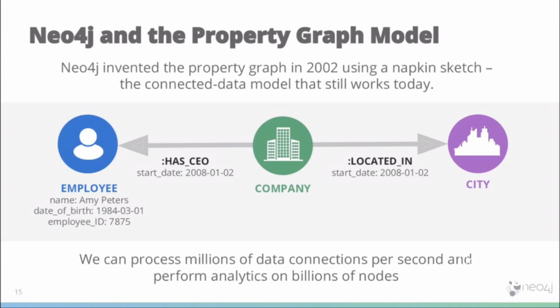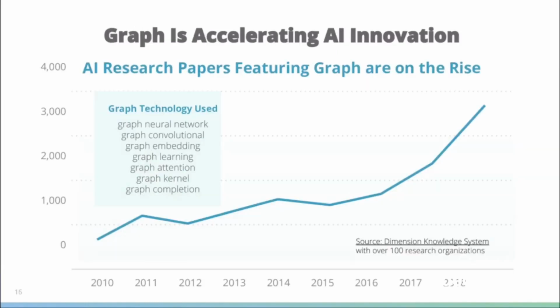And this really simple model is actually extremely flexible. It's what we use to add value, add that context so that we can then innovate on it. And we can do this with millions of data connections per second or billions of nodes if we're talking about analytics, tens of billions of nodes actually. And so the simple building block allows us to add context to whatever it is that we're trying to build or analyze.